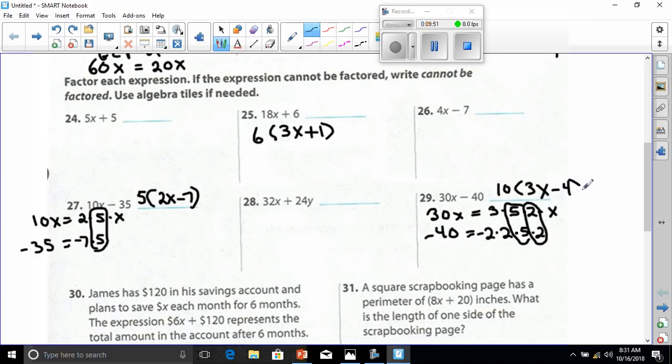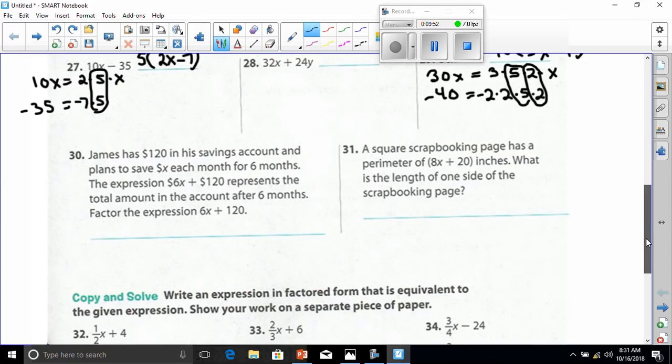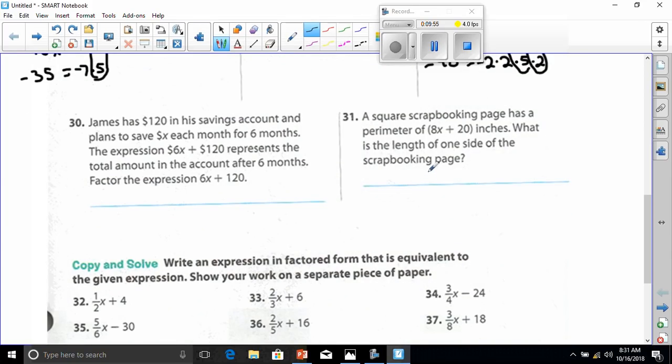All right, let's go ahead and head down to number 31. A square scrapbooking page has a perimeter of 8x plus 20 inches. Okay, so next we say a square scrapbooking page has a perimeter of 8x plus 20 inches. What is the length of one side of the scrapbooking page?